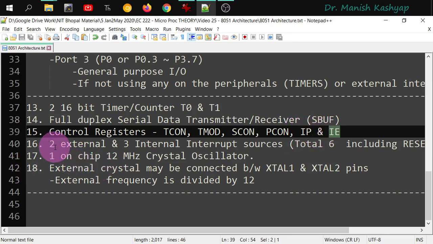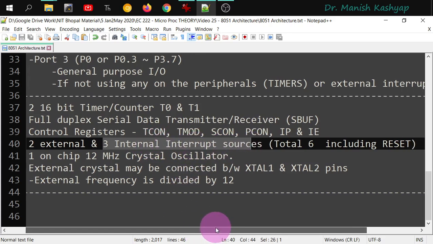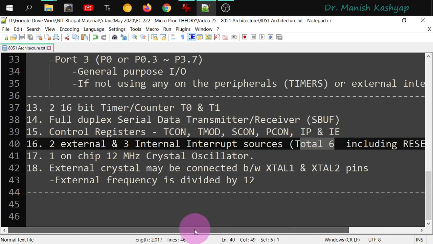Then it has interrupts, and there are two external interrupts and three internal interrupt sources, and in total 2 plus 3 plus 1, that is 6 interrupts, including reset. Reset is also treated as an interrupt. So including reset, there are a total of 6 interrupts, out of which we have 2 external interrupts and 3 internal interrupts.